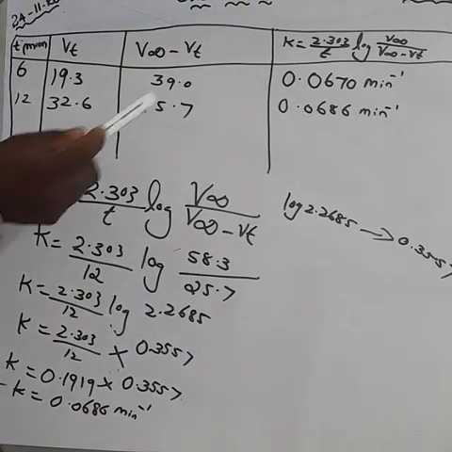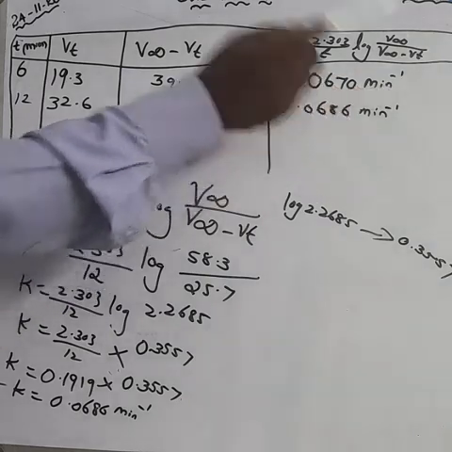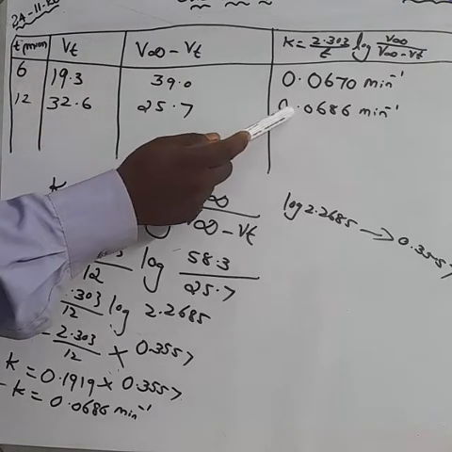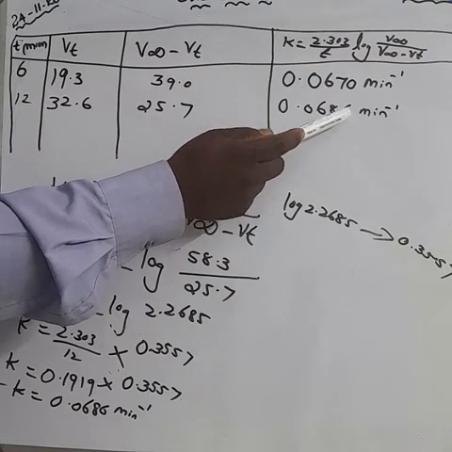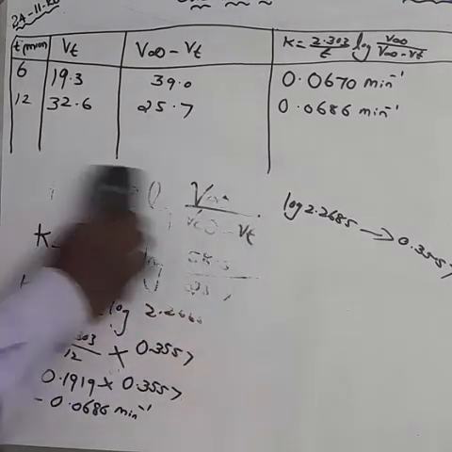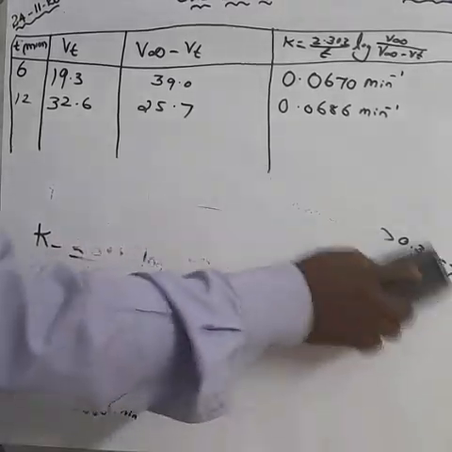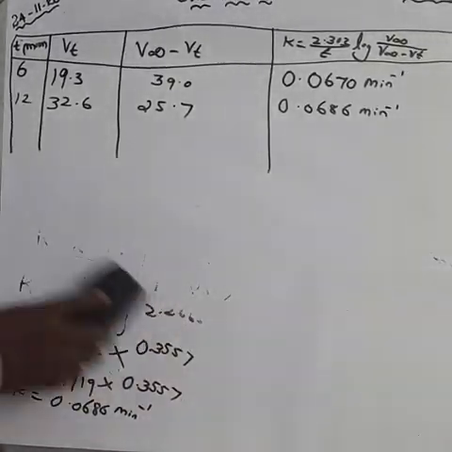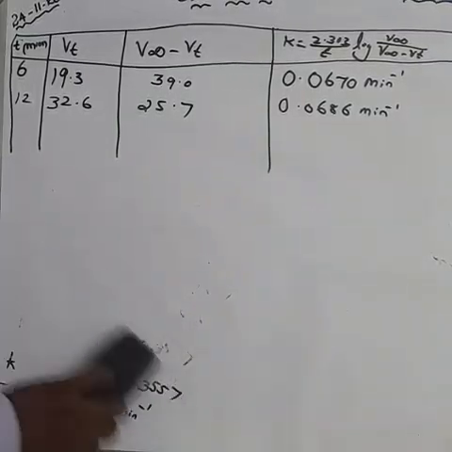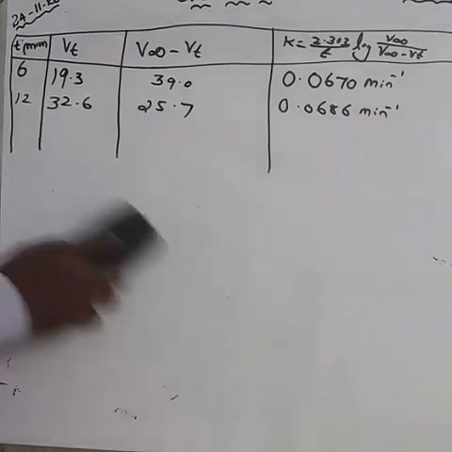Here the two values are almost constant. Am I right? The first value for the first 6 minutes is 0.0670 minutes inverse, and for the next 6 minutes, that is 12 minutes, it is 0.0686, almost the same value. Shall we calculate the next? We can calculate for t equal to 18, and then again t equal to 24, like that. We have to calculate, then only we get the correct answer.